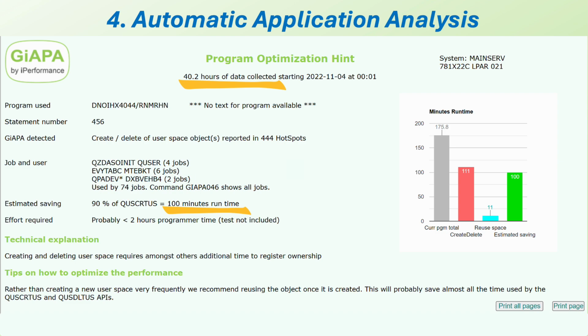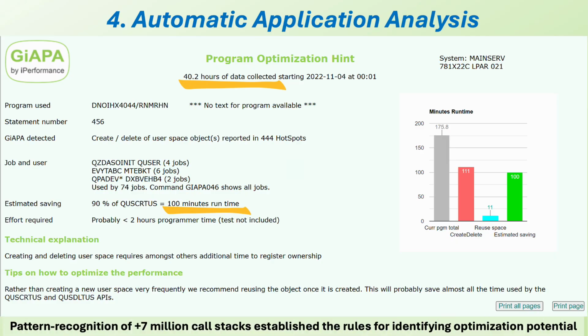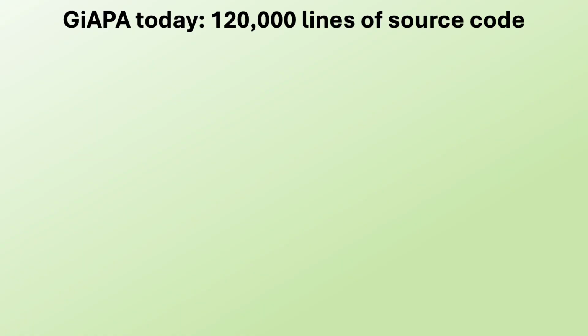The logic behind the automatic detection of inefficiencies is based on a pattern recognition analysis of over 7 million call stacks received from servers in many countries. After 20 years of continuous development, often guided by user feedback, GiAPA has grown into a large product.